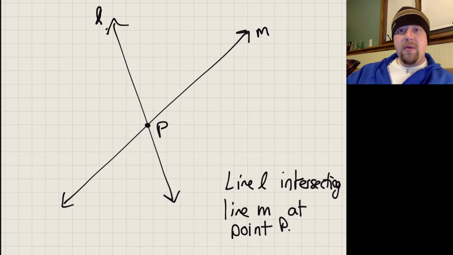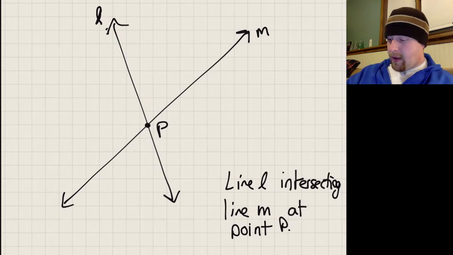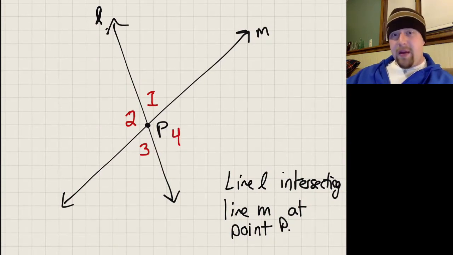And as a result, there are 4 angles being produced. Okay, I'm going to go ahead and number them. There's angle 1 right here, angle 2 here, angle 3 here, and angle 4 right there. Okay, I'm going to go ahead and erase point P just so it doesn't get in our way. But that is still point P there in the middle where they intersect. Now, there are some special relationships here. Okay, very special relationships.